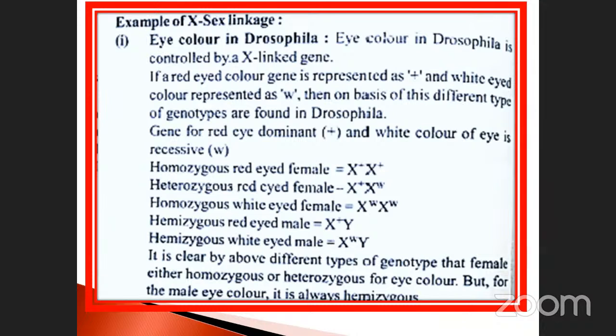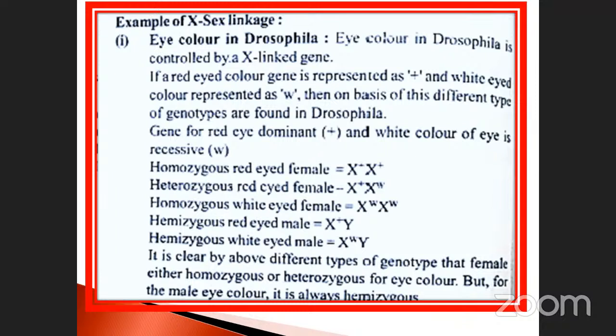The same things are also reported here, and hemizygous white-eyed male. So XY is male, but the X carrying the linked gene is called W. So this is denoted as white eye. It is clear from the above different types of genotype that females are either homozygous or heterozygous for eye color, but for the male it is hemizygous. These are the two things that have been reported here.